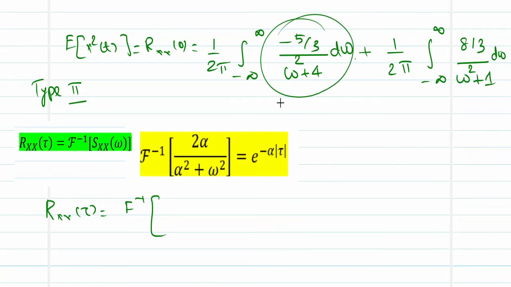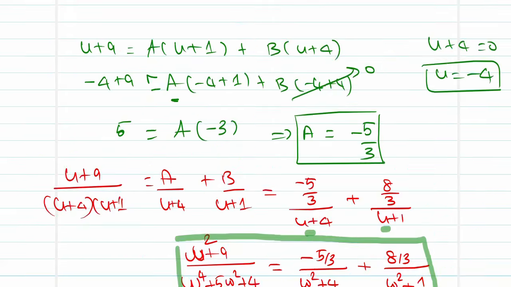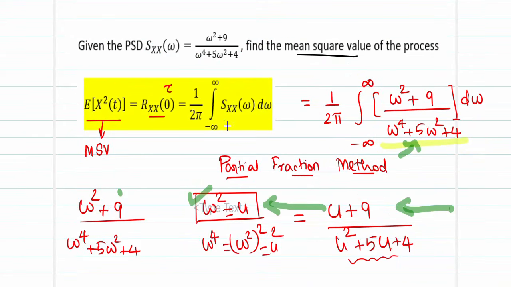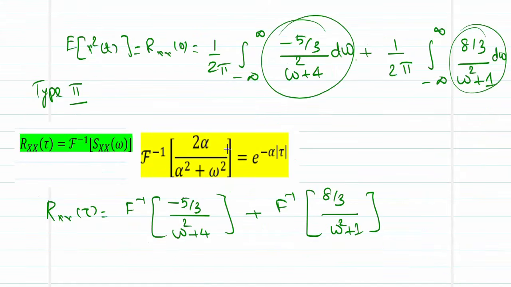This is going to be my Sxx of omega, which has been split as partial fractions: minus 5 by 3 divided by omega square plus 4, plus F inverse of the second factor, which is going to be 8 by 3 divided by omega square plus 1. Notice I will not be having this 1 by 2 pi, because what we wanted was only Sxx of omega. So our Sxx of omega is just this partial fraction alone, which was split as factors of a divided by plus b divided by.